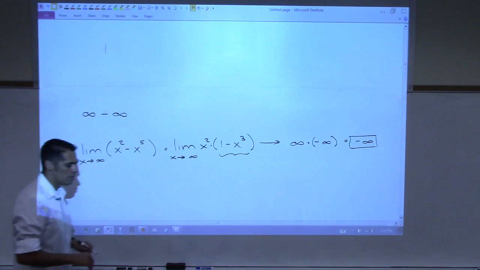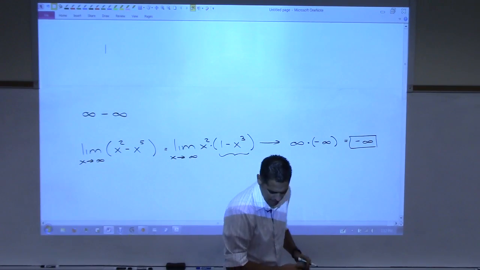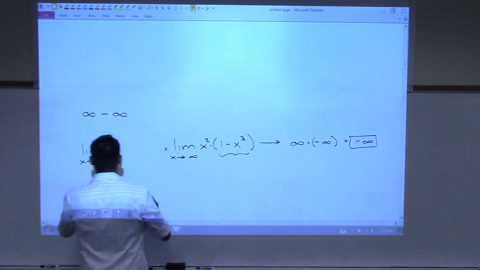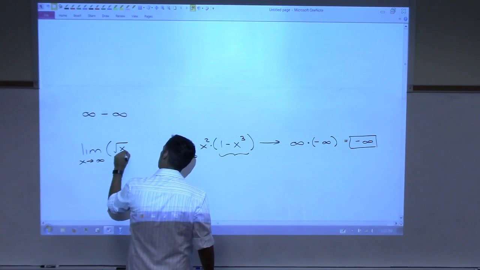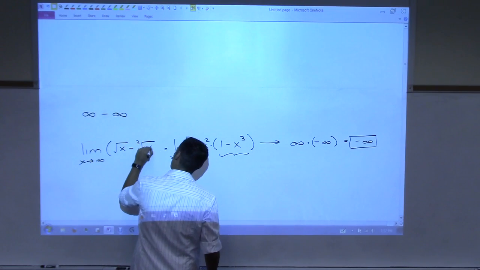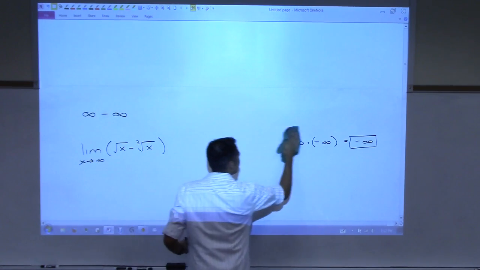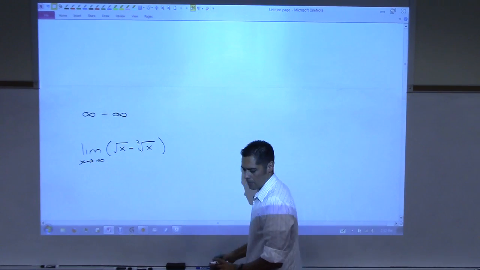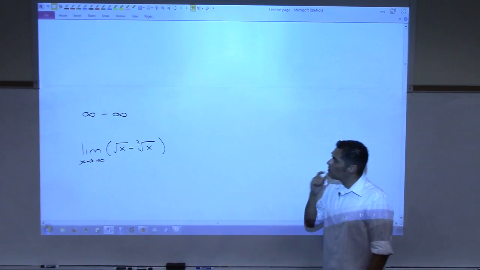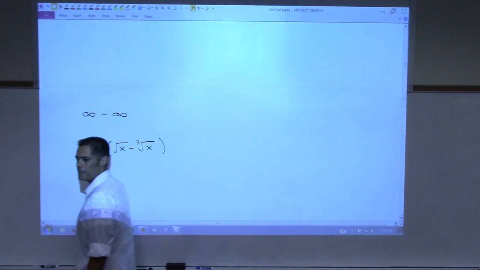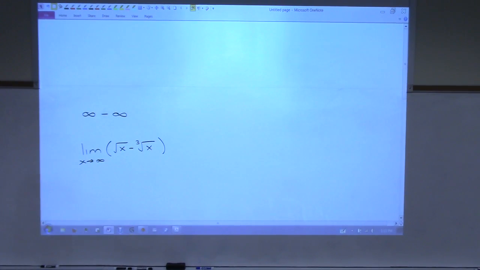Let me give you another one that's a little more complicated. How about limit as x goes to infinity of the square root of x minus the cube root of x? I put 2 roots in here for you. So there are actually 2 ways you could do this.